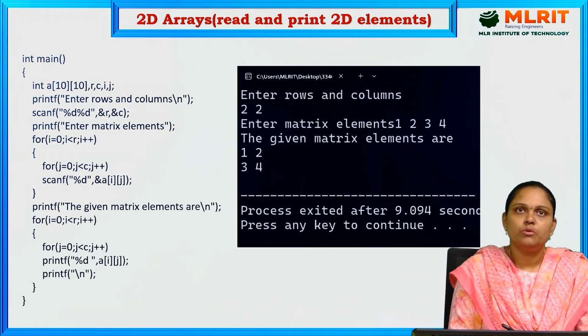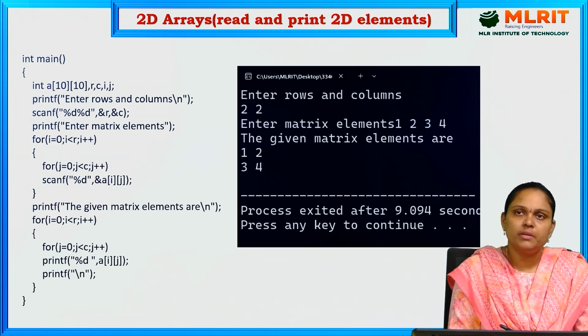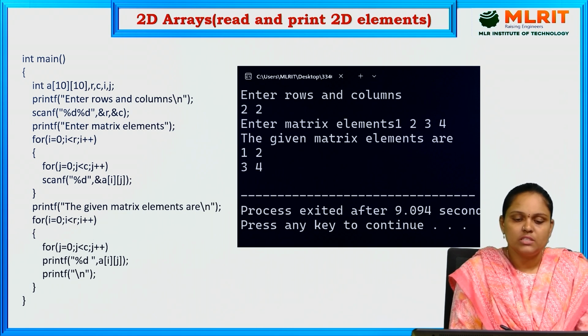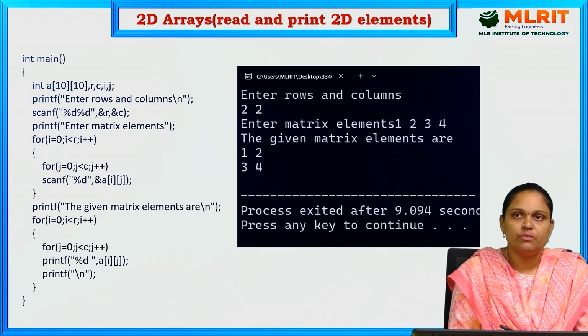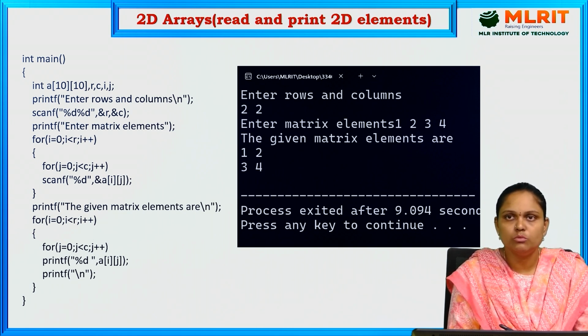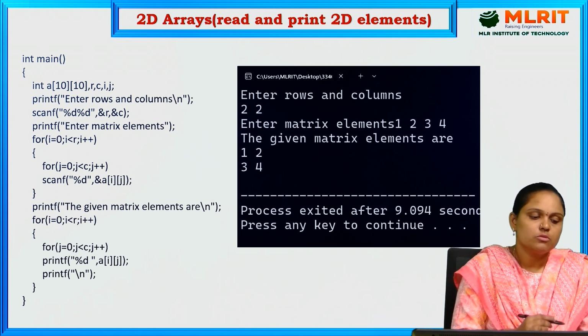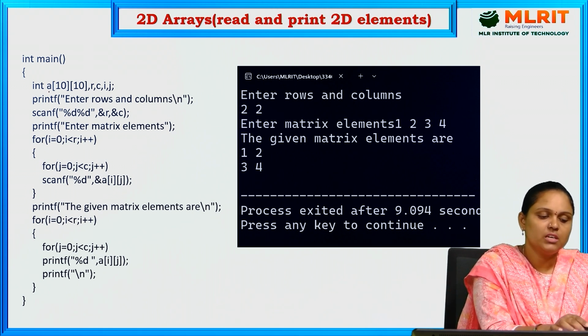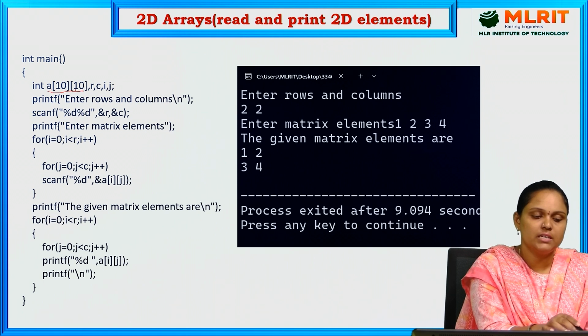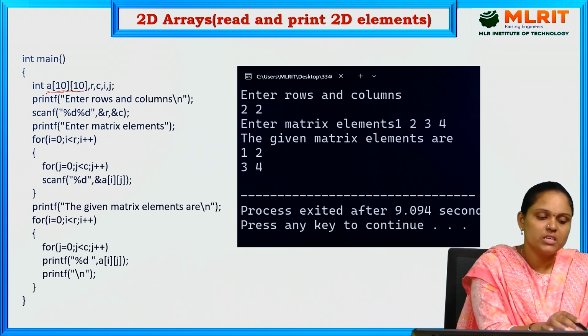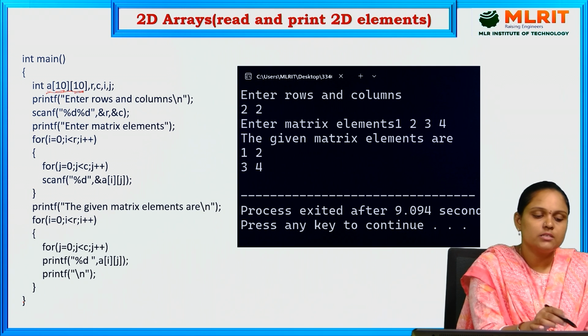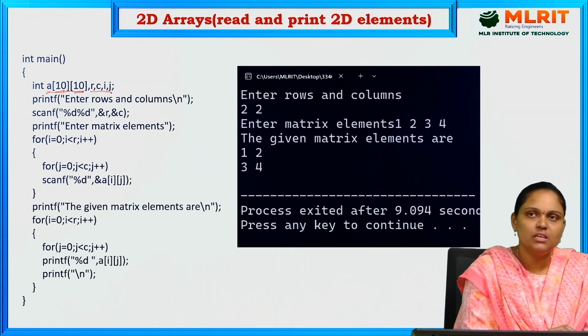One example program: a 2D array to read and print the 2D elements. Here we are just reading the elements and printing the elements. So how to print the matrix elements and how to read the matrix elements. Inside the main function, we are declaring the 2D array, my array name is A, the row size is 10 and the column size is 10, and we are taking some more variables, that is R, C, I and J.